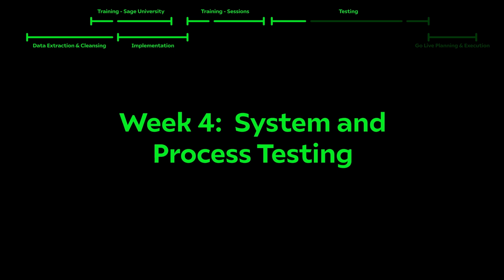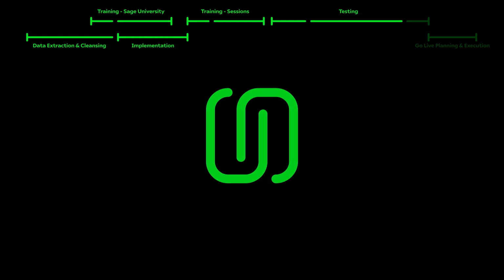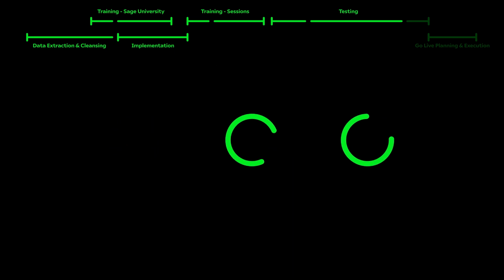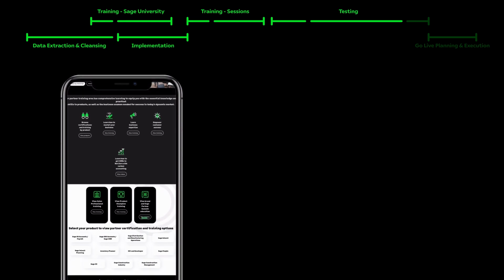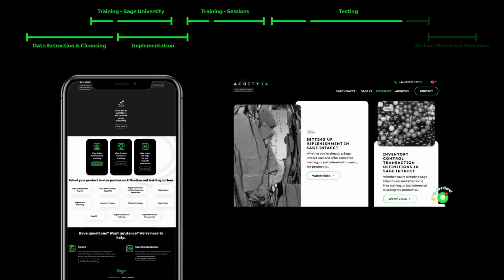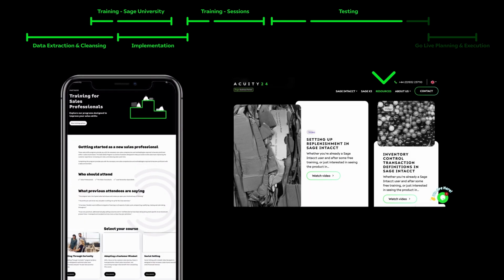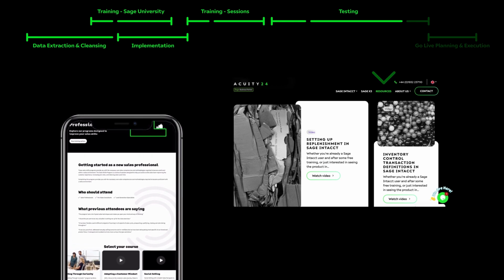The fourth week will be entirely dedicated to testing your system and processes. Daily drop-in sessions will continue throughout the week. Each UAT issue logged within the Acuity24 customer portal will have status updates and resolutions provided against it. Should you feel you need some more training, remember Sage University is still at your disposal, as well as Acuity24's resources to assist, all of which access can be found in the resources below.